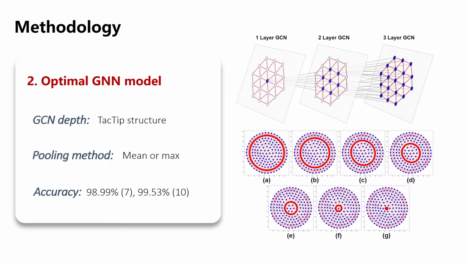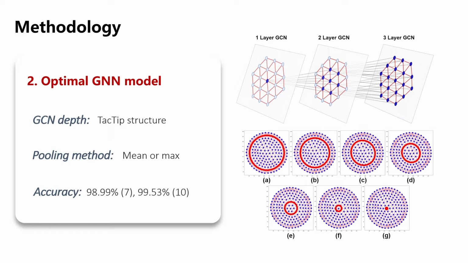To find the optimal GNN model, we conducted empirical evaluations to find the best setting. We tried a variety of combinations, including different layer numbers, different filter numbers, and different pooling methods. Beyond that, we also took the physical characteristics of the TacTip into consideration. For example, there are 8 layers of pins within our skin surface, so we think at least 7 layers of GCN are needed to maintain the spatial features.